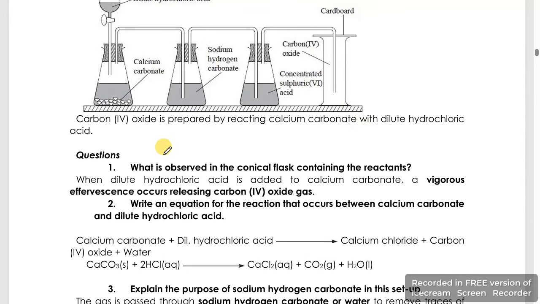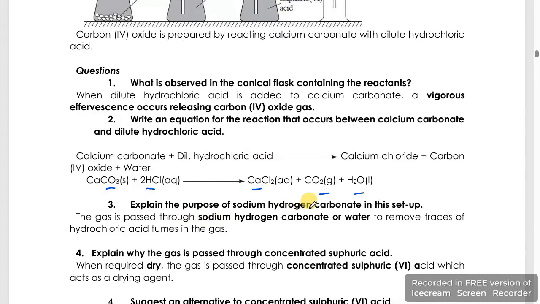Let's try to answer these questions very fast. I see time is running out. What is observed in the conical flask when dilute hydrochloric acid is added to this? There is a vigorous effervescence because this is a carbonate. Effervescence occurs. Write the equation for the reaction taking place. This is the equation which you must know how to write.